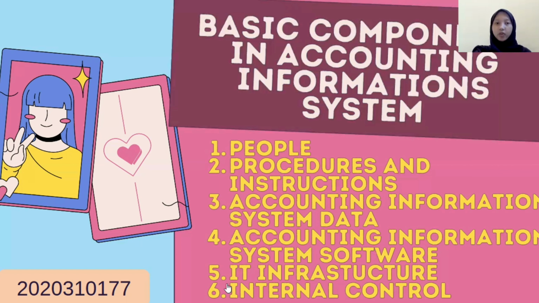Number 6, internal control. Internal control refers to the security measures used to protect data stored in the accounting information system. Internal control includes everything from passwords to biometric verification methods and other secure methods. It should filter sensitive data for employees without granting access while still making the information available to those with full access.